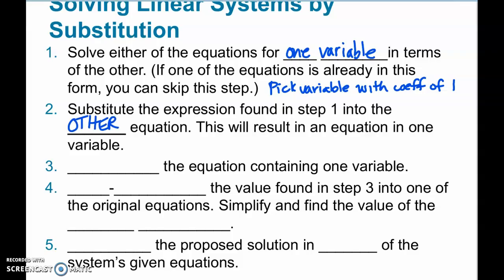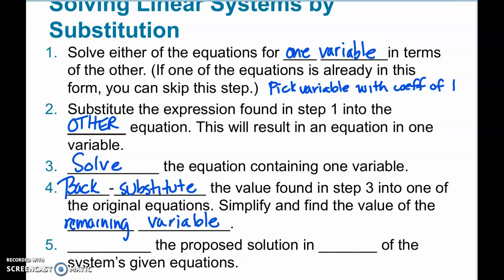This will now result in an equation with one variable, and then you can solve the equation containing the one variable. And then what we're going to do is back substitute the value that you found in step 3 into the original, simplify and find the value of the remaining variable. And then you are going to check the proposed solution in both. So the solution you come up with should work in both of the given equations. And so that'll be the check to just make sure you did it correctly.